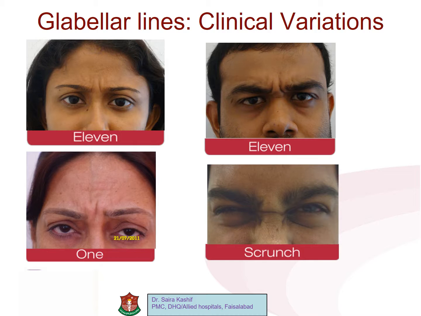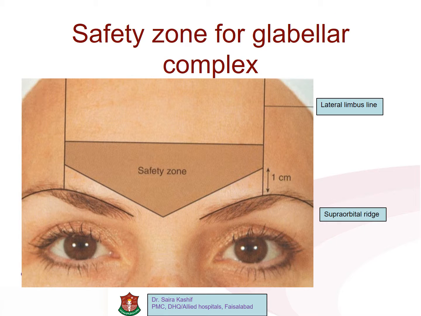These are the different clinical variants of the patient. Ask the patient to elicit the contraction, ask the patient to frown, and you can see these lines in the form of a single line here, and this horizontal line. This is usually due to strong contraction of the procerus. So before the injection, you must know where to inject. This is the safety zone area. If you draw a line from the lateral limbus here, upward towards the hairline, this is the lateral border, and keep your injection 1 centimeter above the supraorbital ridge.